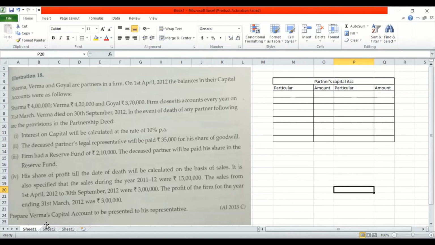They have told you that the profit of the firm for the year ended, that is last year, was 3 lakhs. Now I just write it down over here. I'm just doing this calculation. So the sale was 15 lakh, and the profit was 3 lakhs. If the sale was 3 lakh till he is dead, what would be the profit?